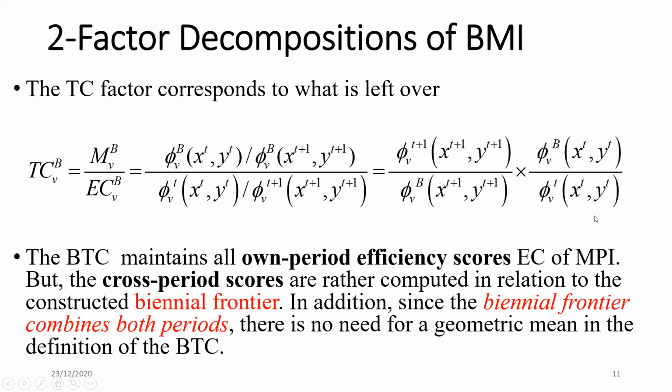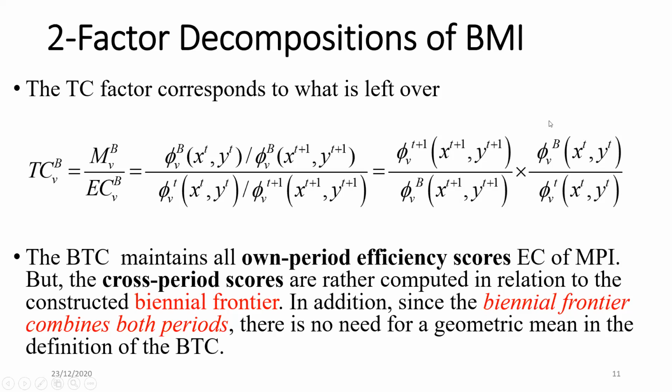Now, how is this technical change different from the original standard technical change, the Fare, Grosskopf, Norris and Zhang, or the Fare, Grosskopf, Lindgren and Roos, 92 and then 94? Well, you can see that there is no power half. Do you remember that one was to the power half, or square root? So here there is no square root. And why is there no square root? Because it is in relation to the biennial frontier. But watch very carefully.